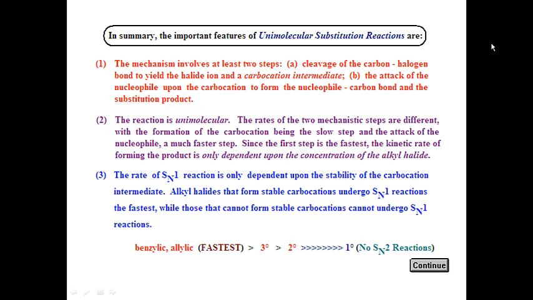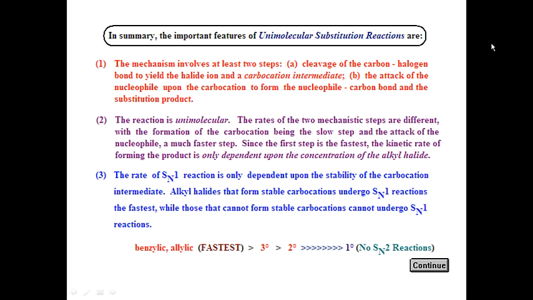So here's what we've learned about unimolecular substitution reactions. Number one, the mechanism is at least 2 steps. It's 2 steps when it's a negatively charged nucleophile reacting. It's 3 steps when it's a neutral nucleophile or a weak nucleophile. But the 2 steps are cleavage of the carbon-halogen bond to give you the carbocation, and then the attack of the nucleophile on the carbocation to form either the substitution product if it's a negatively charged nucleophile, or to form the oxonium ion, and then the loss of H plus to give me the final product. But it's at least a 2-step mechanism.